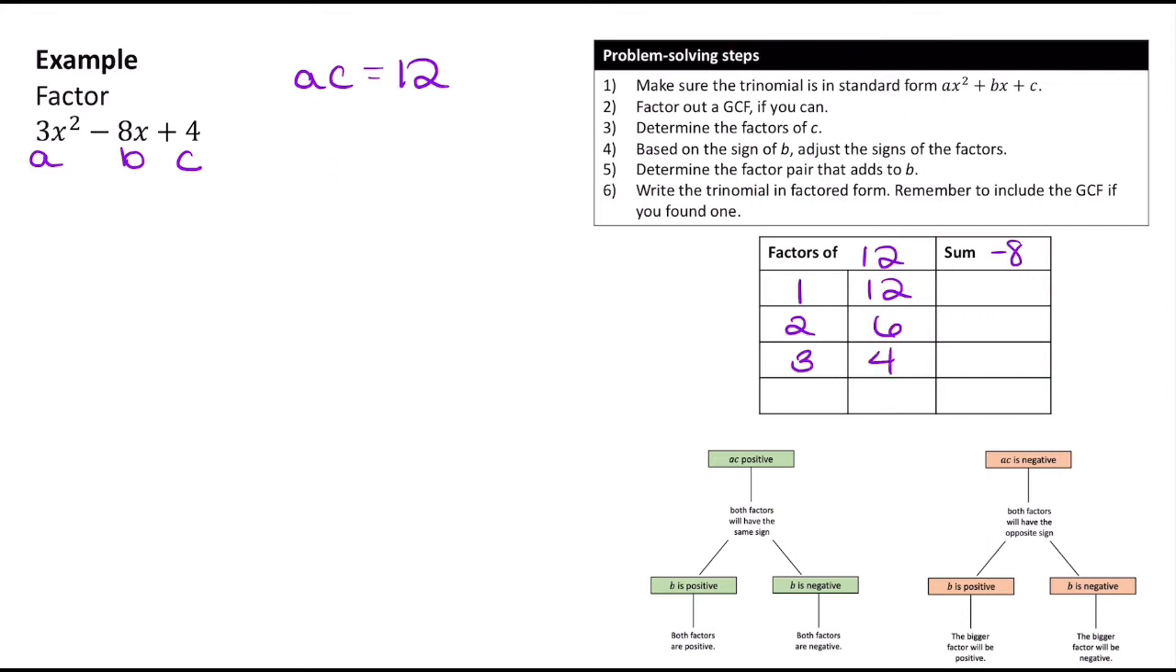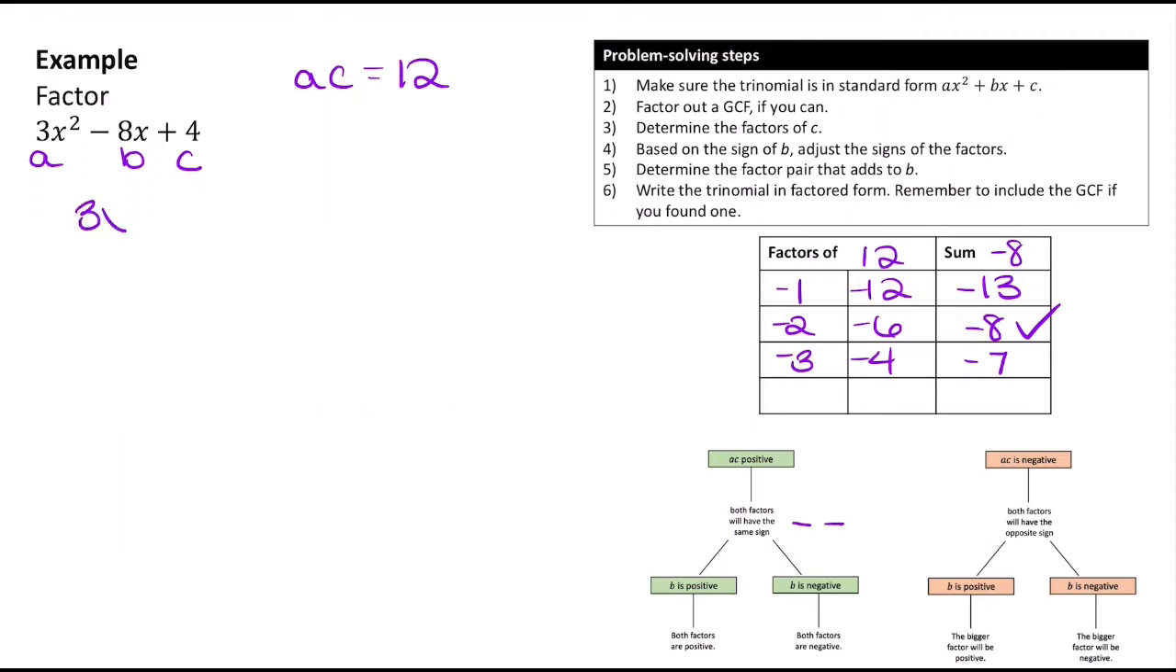So now let's think about the signs. So AC is positive, so we have two negative or two positive factors. Since B is negative, we have two negative factors. So let's go ahead and make all of these factors negative. So when we add those up, the first pair gives us negative 13. The second pair is negative 8, and the third pair is negative 7. So this is the correct combination.